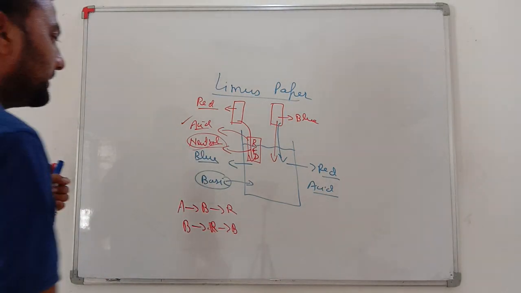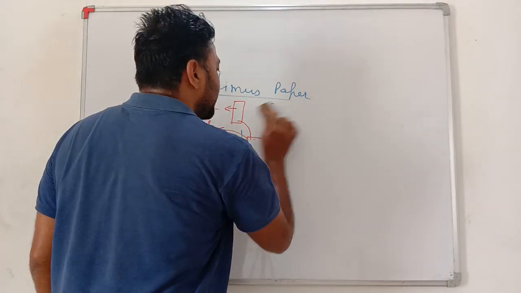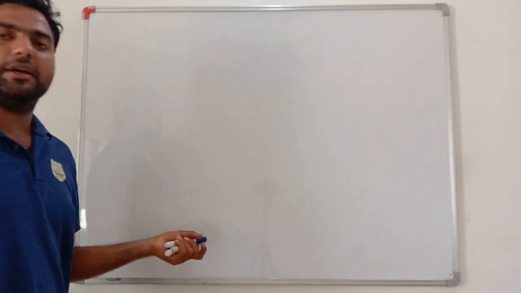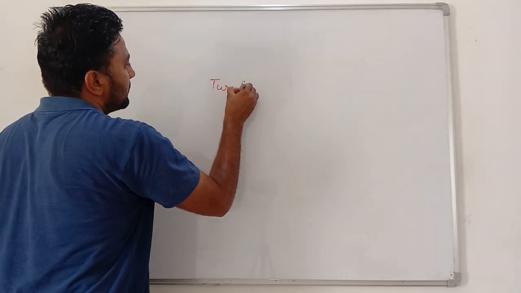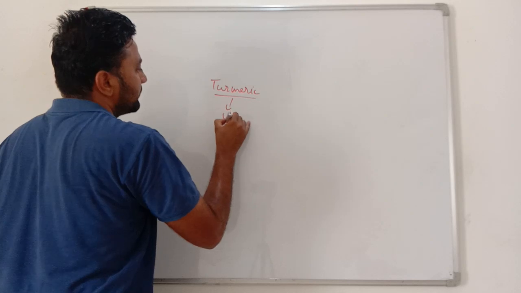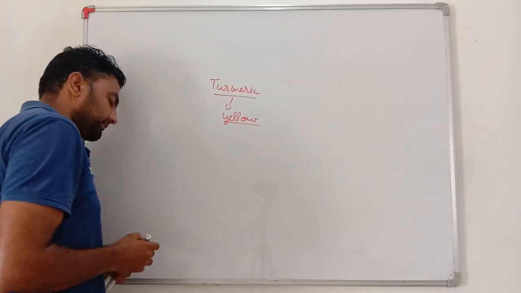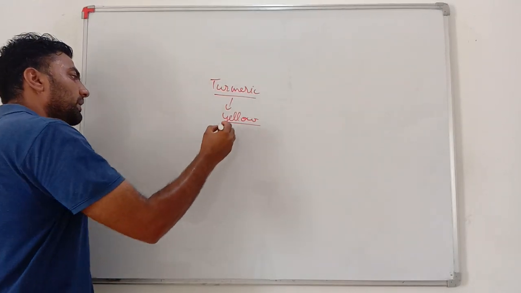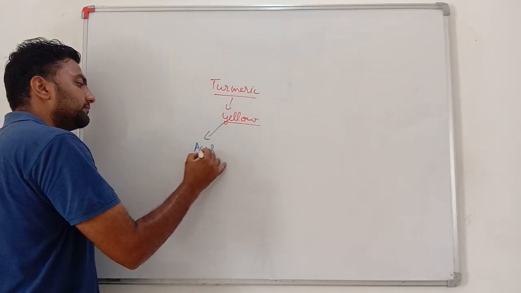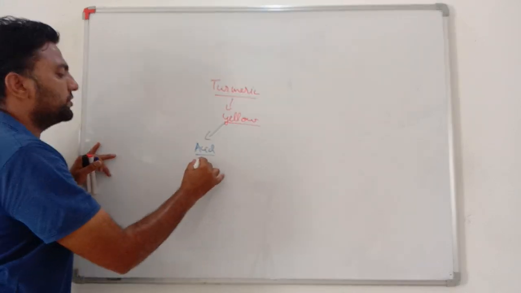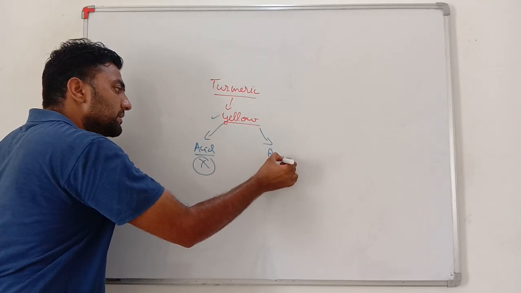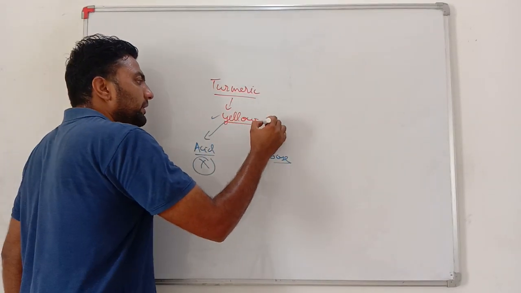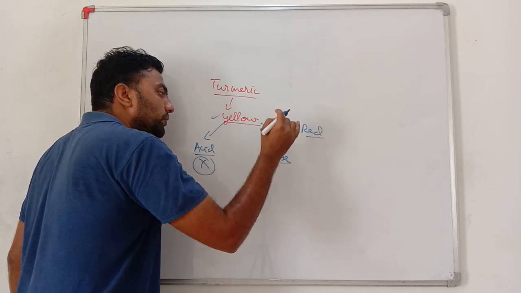Okay, my dear students, turmeric, as we all know, is yellow in color. We very generally find it in our food. We use turmeric very regularly in our food. Yes or no? Turmeric is yellow in color. See my dear students, if acid is put on turmeric, there is no change in color, it remains yellow. But if base is added to turmeric, its yellow color changes into red.